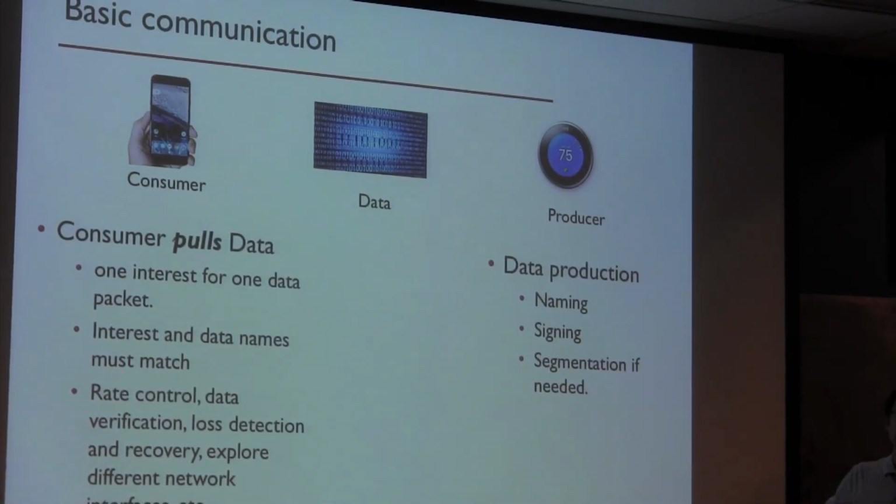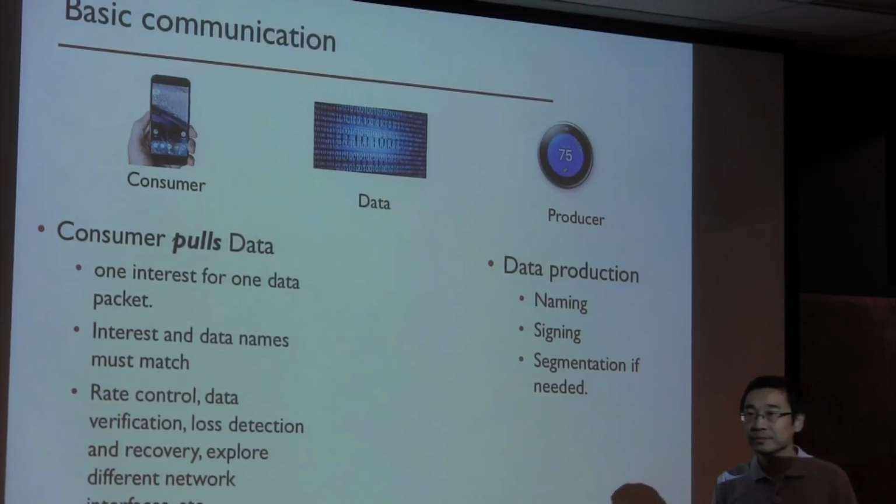You send a question, for some reason, whatever reason, you didn't get an answer, it's the consumer's job to keep sending, and the consumer's job to control the rate, verify the data received is valid, and also detect loss and send a retransmission or explore different network interfaces. So most of the work during the communication is happening at the consumer side. So the whole thing, we call it consumer-driven communication.